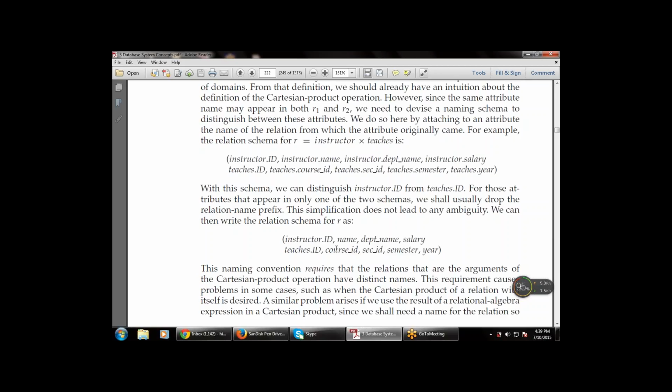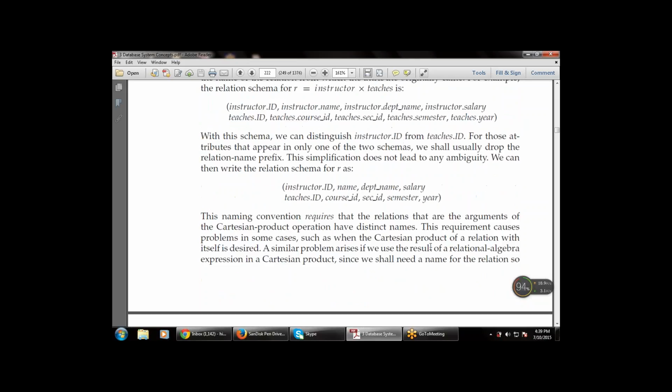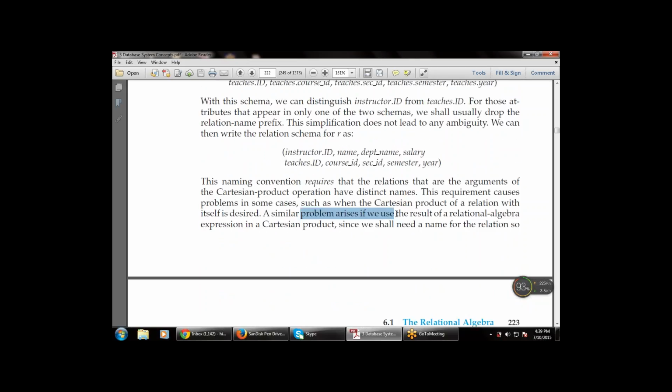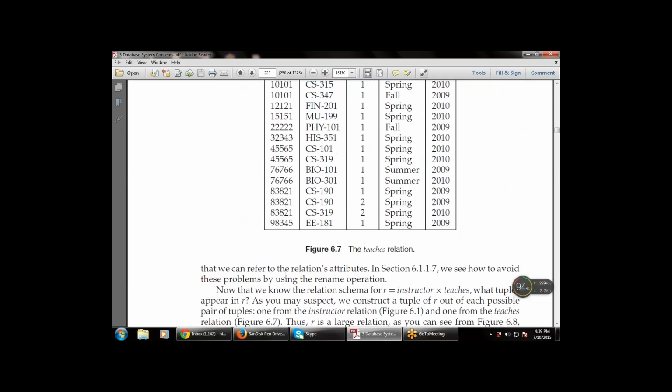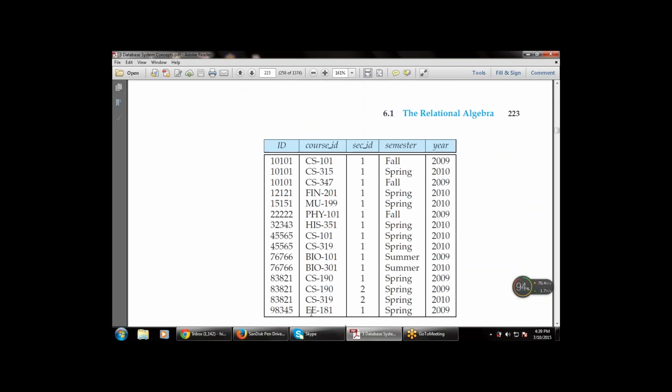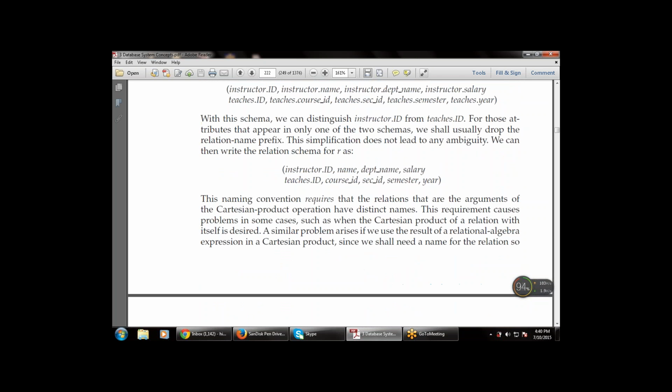This naming convention requires that the relations that are the arguments of the Cartesian product have distinct names. This requirement causes problems in such cases, such as when the Cartesian product of a relation with itself is desired. A similar problem arises if we use the result of a relational algebra expression in a Cartesian product, since we shall need a name for the relation so that we can refer to the relation's attributes. In section 6.1.7, we see how to avoid this problem by using the rename operation.